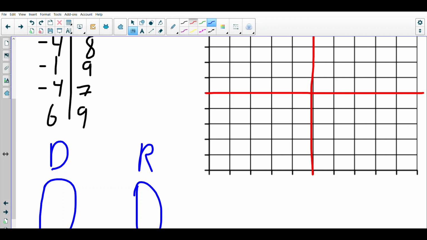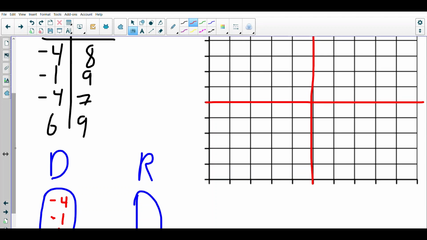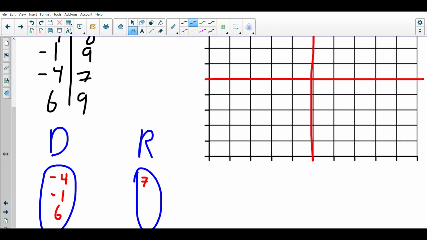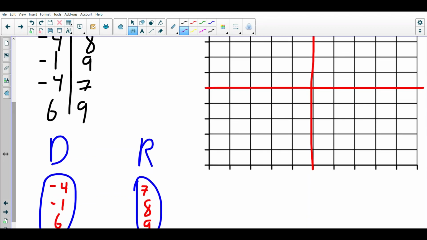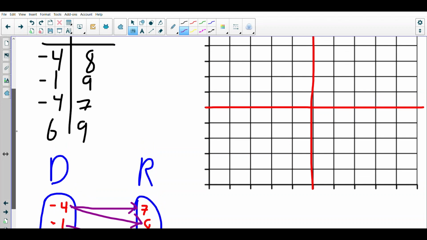So notice I have, again, two -4. So I have -4, -1, and 6. And then in the range, I have 7, 8, 9. So now I just got to draw my arrows to corresponding parts. So -4 goes to 8. -1 goes to 9. -4 goes to 7. And 6 goes to 9. So there's our bubble map that tells our domain and our range.